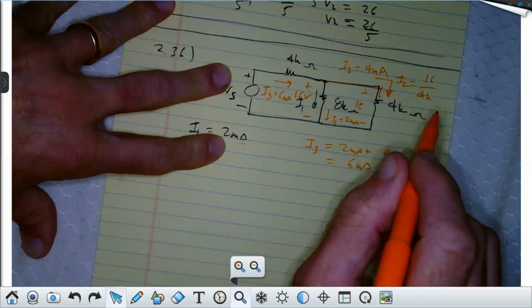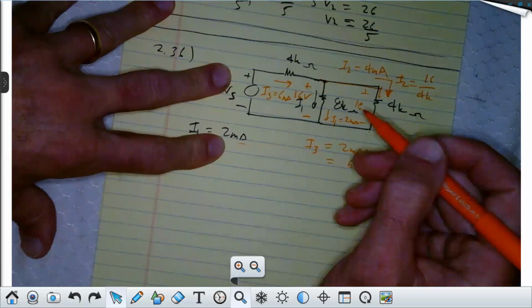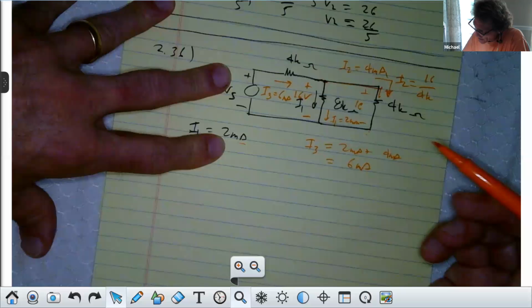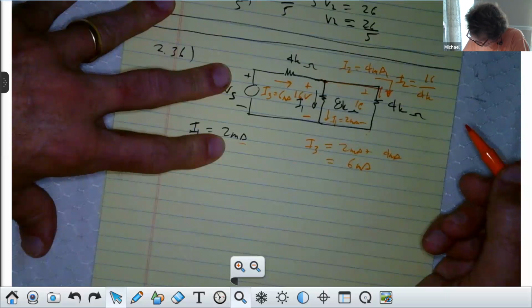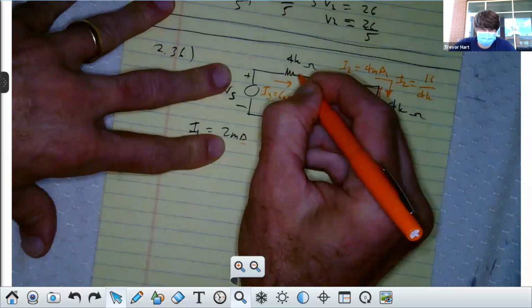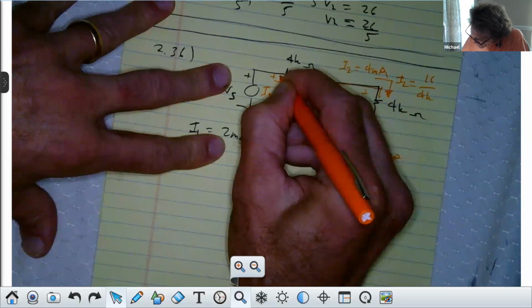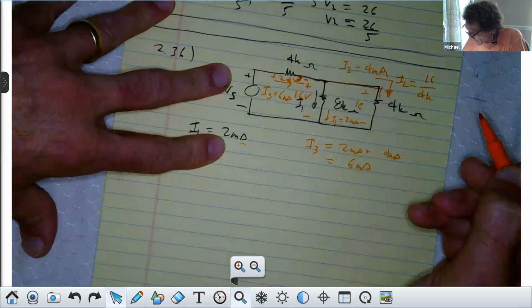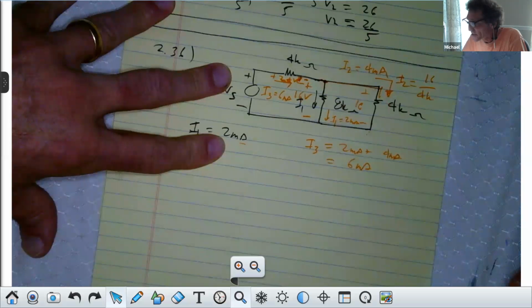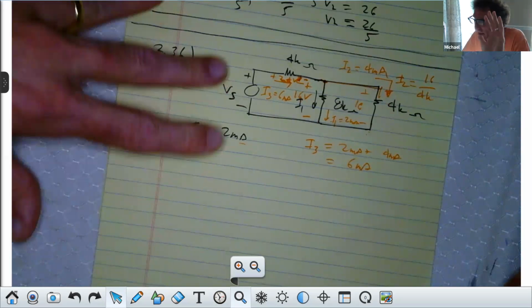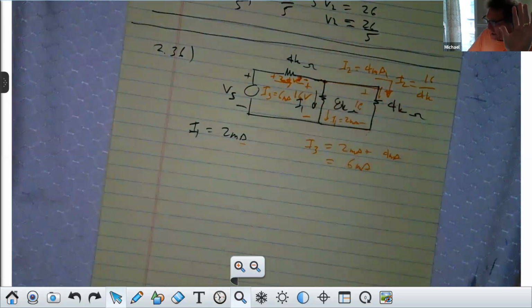I times R. Yeah, but 6 milliamps times 4K is? 2.4. 24 volts. 24 volts, right? Plus to minus 24 volts. Sorry, it's drawn in orange and it's there, but you all see this. Give me a show of hands so I can see if you do. You got it? It's unanimous on this page.